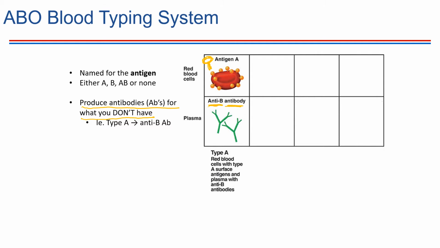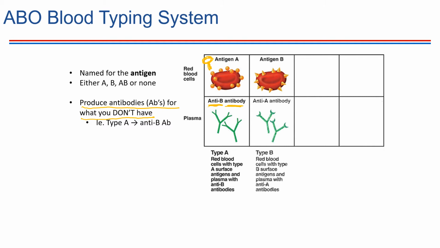If you have type B blood, then you're making type B antigens. So if you make type B antigens, it probably makes sense that you would make what type of antibodies? You'd make anti-A antibodies, and they would go attack any cells that look foreign to them. If type A blood got mixed in with your blood, those antibodies would go attack them.